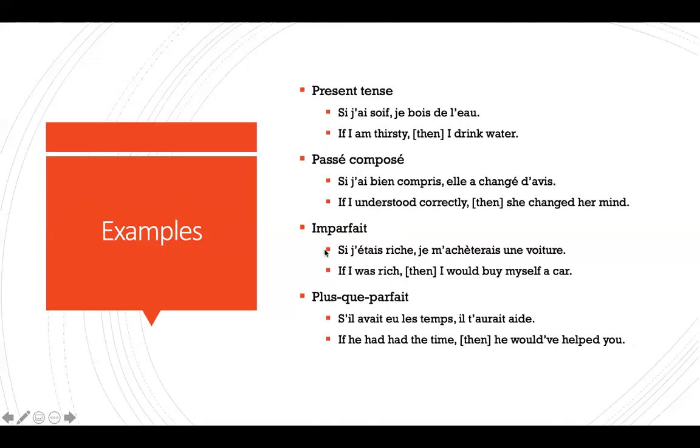The third example is using the imparfait. So si j'étais riche, je m'achèterais une voiture. So if I was rich, then I would buy myself a car. And you can see the imparfait is used over here in the first part of the sentence.